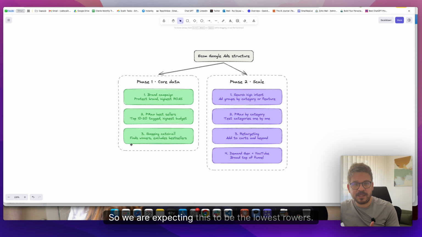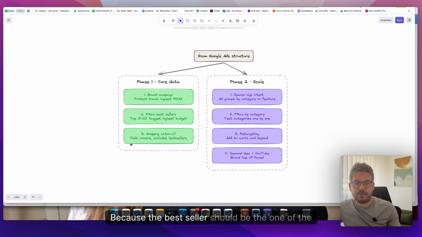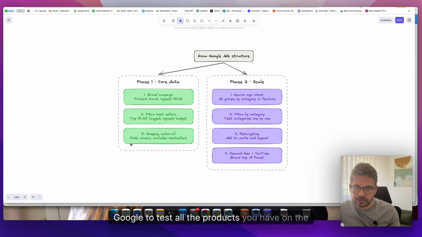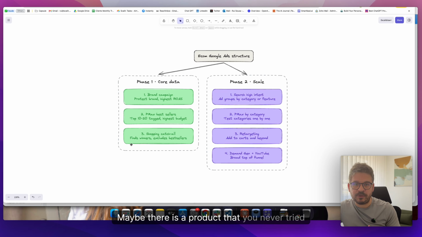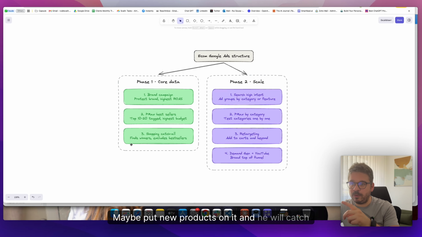So we are expecting this to be the lowest ROAS, right? Because the best sellers should be the best, right? And this is just for data only. What happens is that it lets Google test all the products you have on the store, right? And just find winners. Maybe there is a product that you never tried before and it's selling a lot. Maybe you put new products on it and it will catch them here.